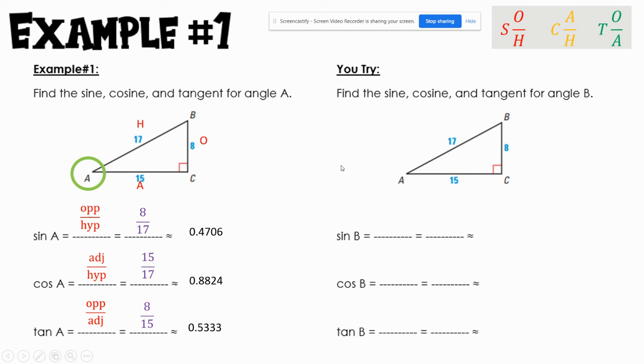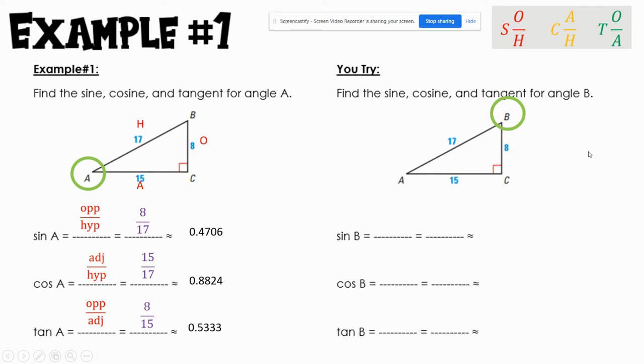All right, if you want to try this one here, you can pause the video right now. If you want me to go through it, then don't pause and just listen as I go through this next one. Find the sine, cosine, and tangent for angle B. So again, it really matters what angle you're working off of. So I'm going to circle angle B.